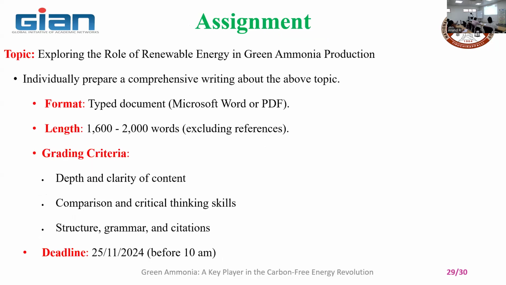So you will be able to do the assignment also. Exploring the role of renewable energy in green ammonia production. Individually prepare a comprehensive write-up about the topic. The document type may be Microsoft Word or PDF. You can write 1,600 to 2,000 words. So write in your own words, with plagiarism less than 5%.